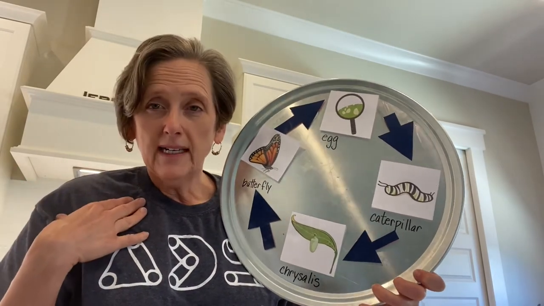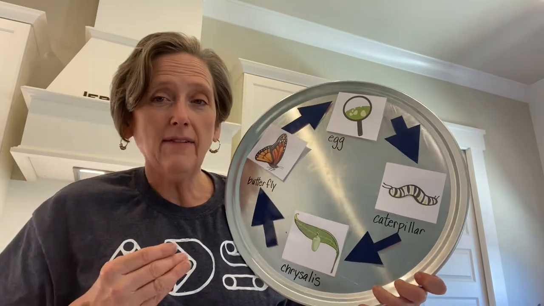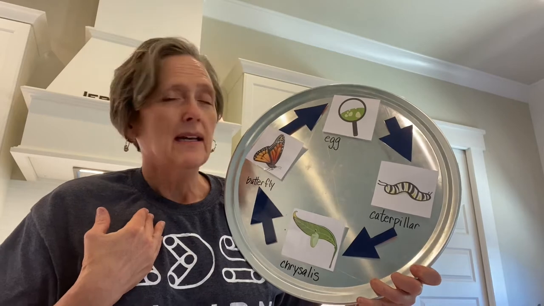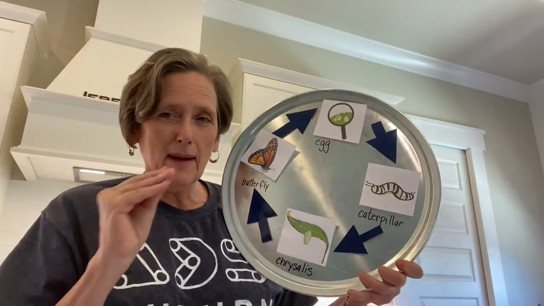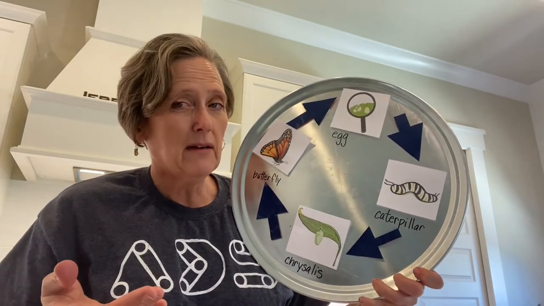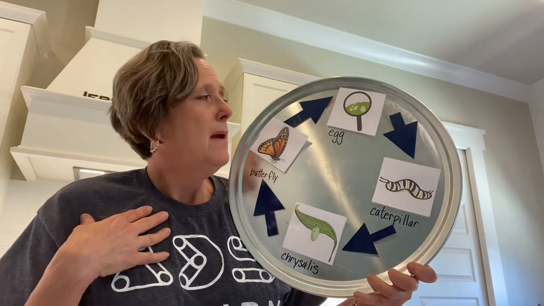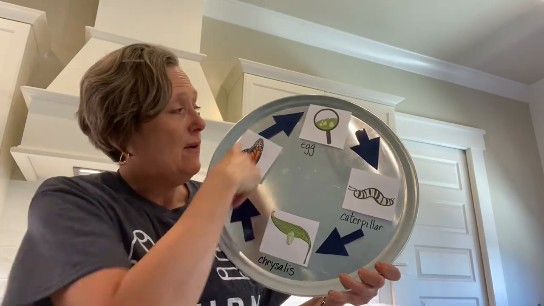In our story today, we read The Very Hungry Caterpillar, and we heard about the life cycle of a butterfly. Now, we talked about The Very Hungry Caterpillar being a fiction story. That means that some of the things inside of it were not true. They were just kind of there for entertainment, for us to enjoy. But today, we're going to talk about the life cycle, and we're going to show how it is true.